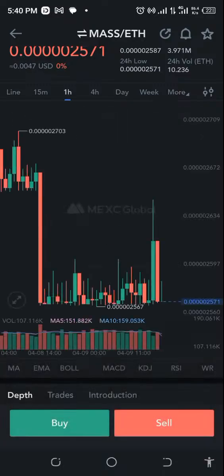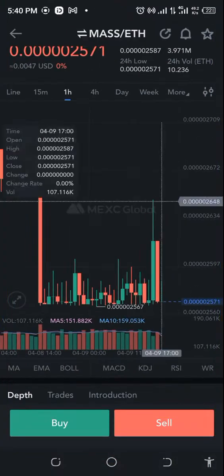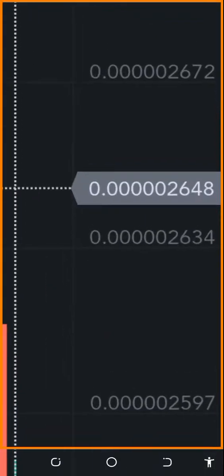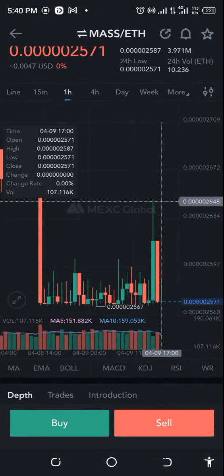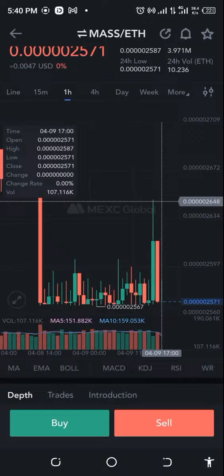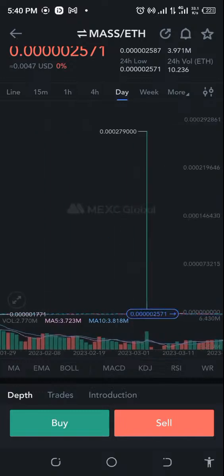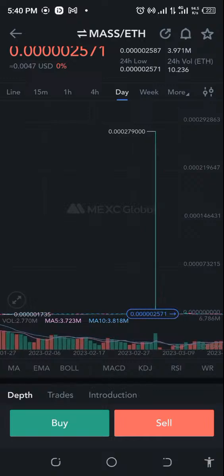So you can see that it went high, right? To this point here. And so it was quite difficult to buy. Let me see what this is. This is like 2648. It went high. And now we're back at, where are we now? 2571. Okay, so for the past, let's go to 1 day and see what I'm talking about. A day. You will see here how high it went.